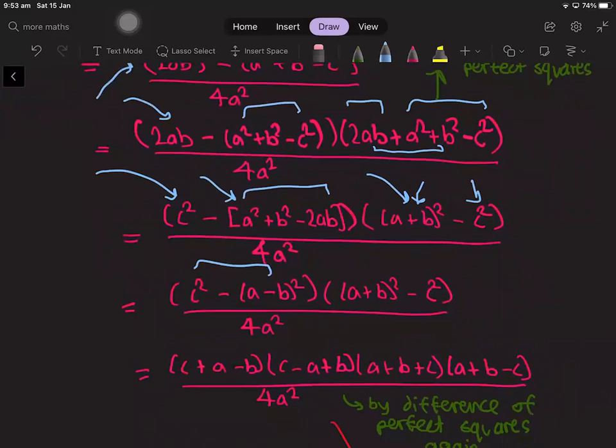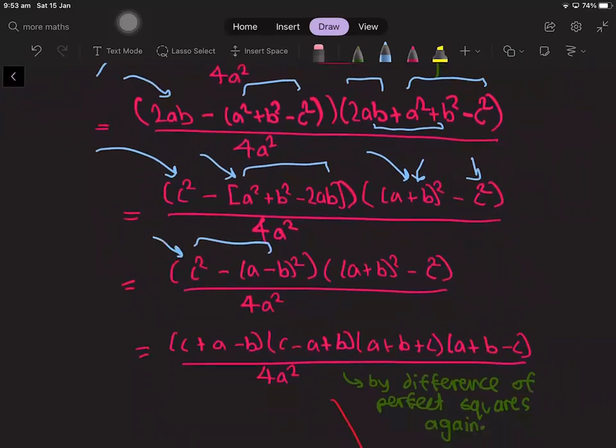And again, we can apply difference of perfect squares because we have perfect squares here, here, here, here. So now we can do (c plus a minus b) times (c minus a plus b) times (a plus b plus c) times (a plus b minus c). So now we have four different factors.